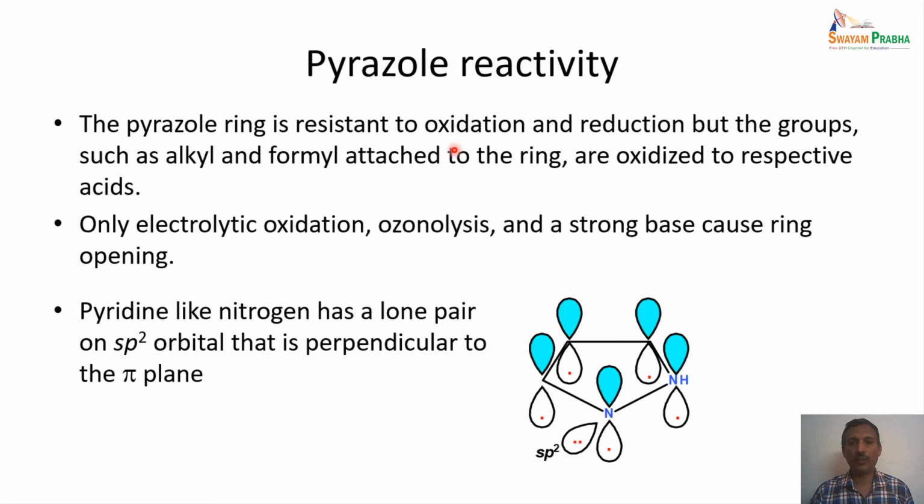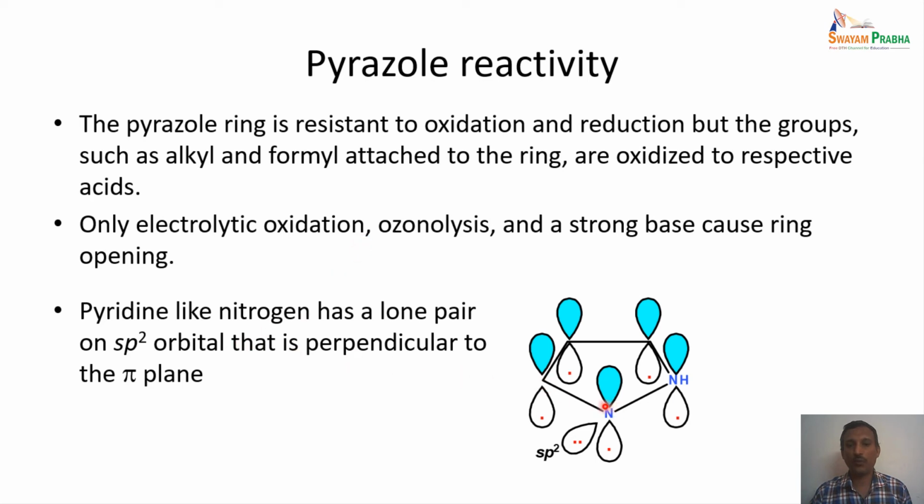Let us continue with pyrazole's reactivity. The pyrazole ring is actually resistant to oxidation and reduction, but groups such as alkyl and formyl attached to the ring are oxidized to the respective acids. That means an aldehyde group or an alkyl group present on the pyrazole can be oxidized to the corresponding carboxylic acid. On electrolytic oxidation, ozonolysis and a strong base cause ring opening. So this is how we can break the pyrazole ring, by ozonolysis or using a strong base.